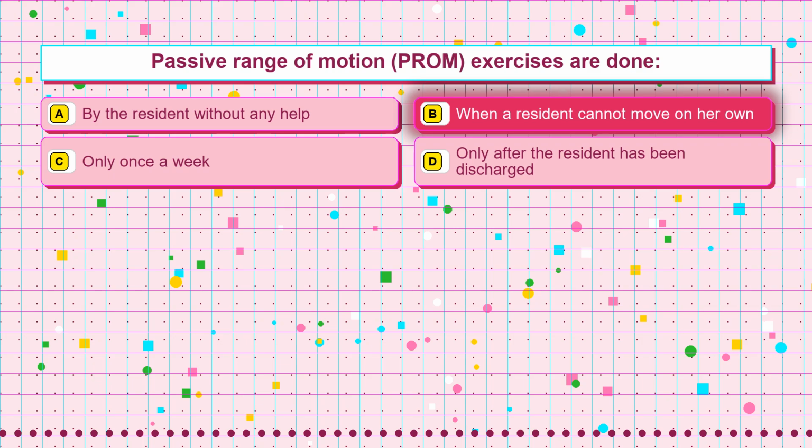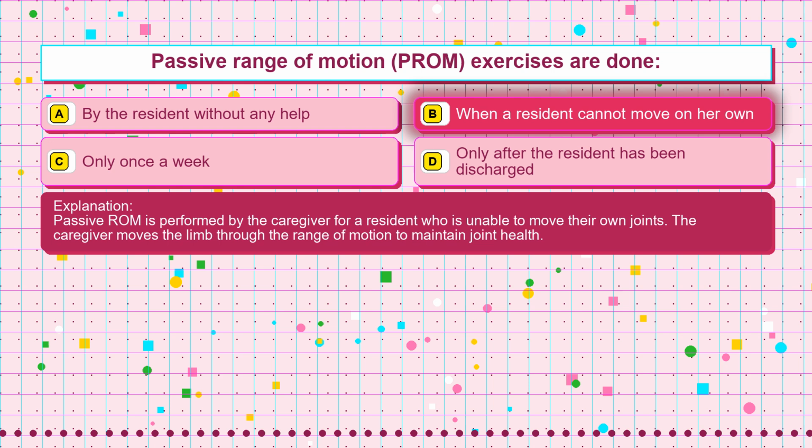The correct answer is option B. When a resident cannot move on her own. Passive ROM is performed by the caregiver for a resident who is unable to move their own joints. The caregiver moves the limb through the range of motion to maintain joint health.